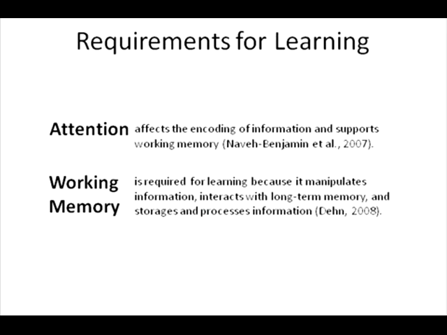The next slide highlights two related aspects of the learning process. One has to do with attention, and as we just alluded to, attention has to do with encoding information in support of working memory. Working memory is required for learning because that is where we manipulate information, and that is where students interact with regard to their working memory and then long-term memory, which ultimately allows students to store information for later retrieval.